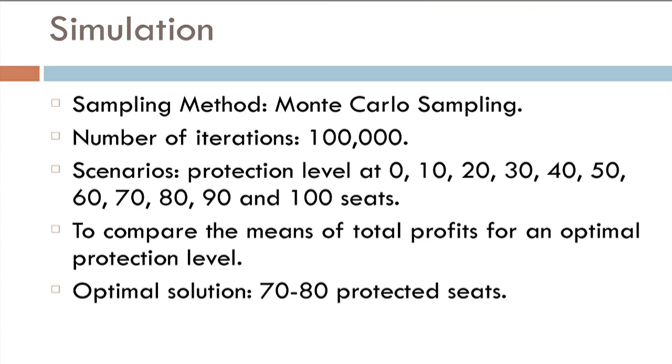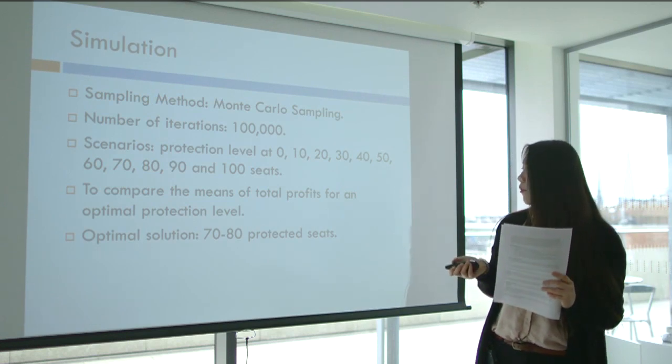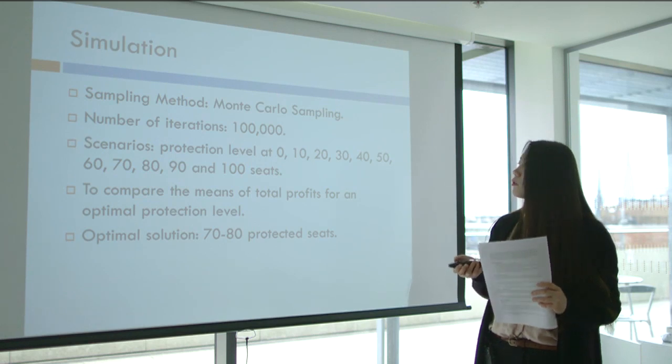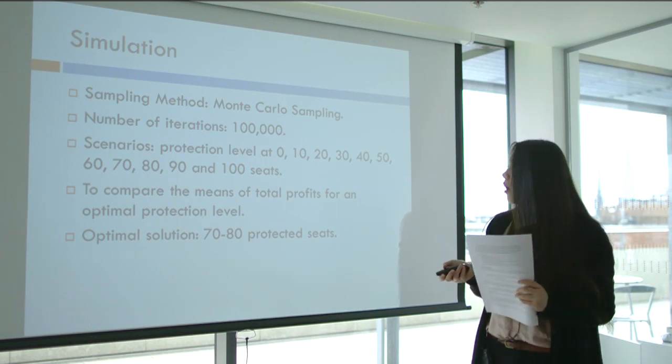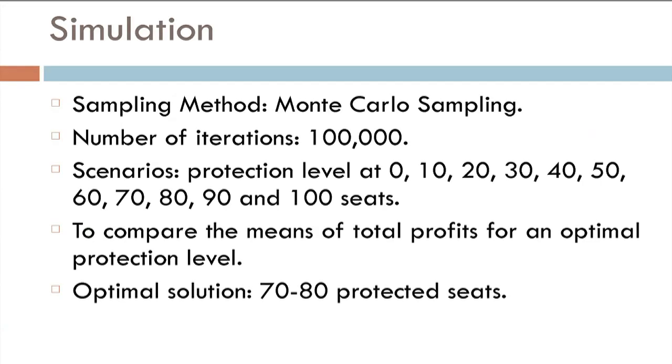The objective of this primary analysis is to explore different scenarios and target the intervals where the optimal solutions may lie. So we set several scenarios where the protection level may possibly sit, from 0 to 100 seats, and the interval between them is 10 seats. After we get the results, we'll compare the means of the total profits and find the optimal protection level. The optimal solution shown by @RISK is from 70 to 80 protected seats.